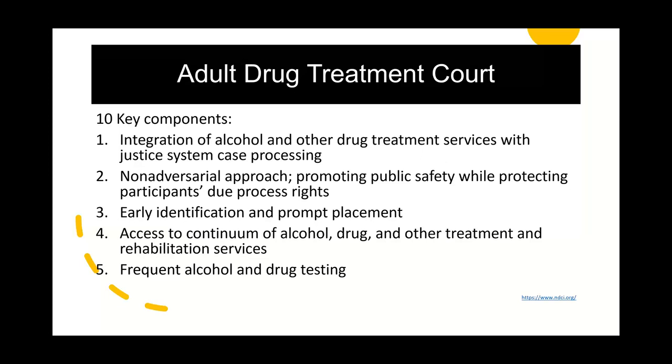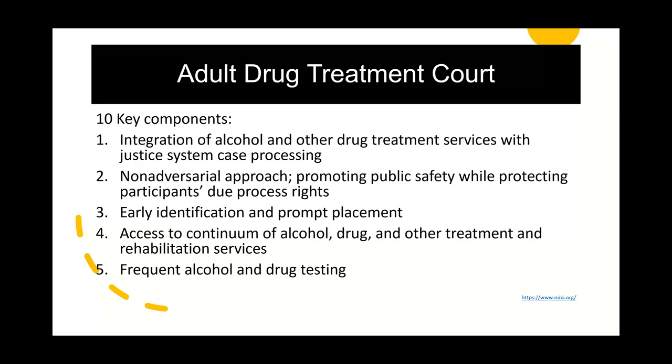The next one is early identification and prompt placement. This is really directly related to your longer conversation about the sequential intercept model. And it's also one of the hardest things for treatment court programs to accomplish: early identification and prompt placement.